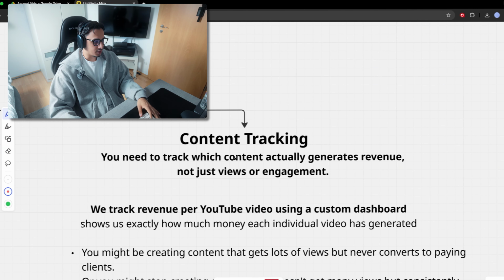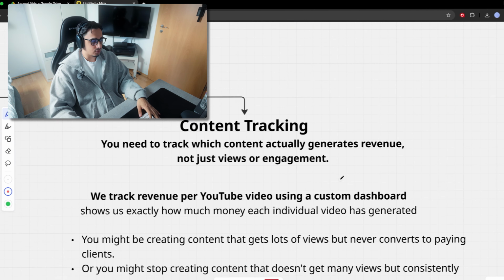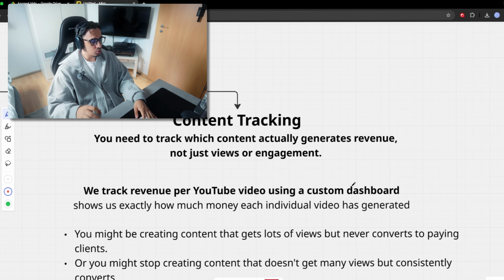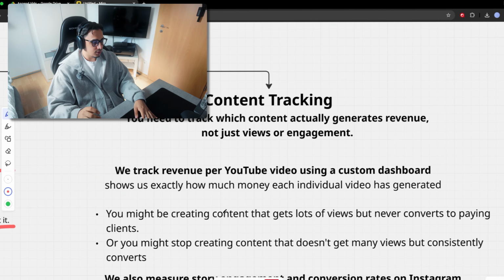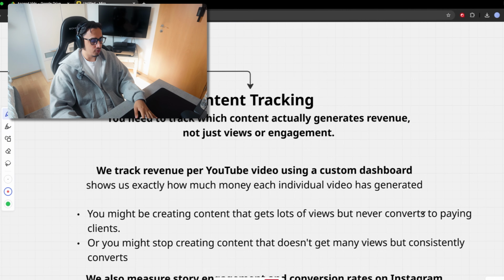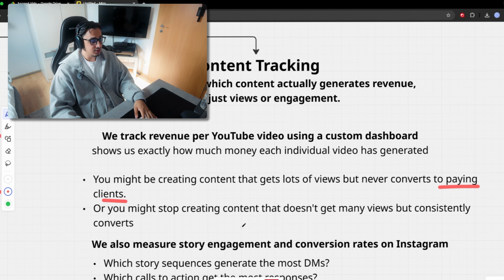Alright, next is content tracking, because most people don't do this. But you need to track which content actually generates revenue, not just views or engagement. So what we do is we track revenue per YouTube video using a custom dashboard which shows us exactly how much money each individual video has generated. Because if you don't do that, you might be creating content that gets a lot of views but never converts to paying clients. Or you might stop creating content that doesn't get as many views but consistently converts.